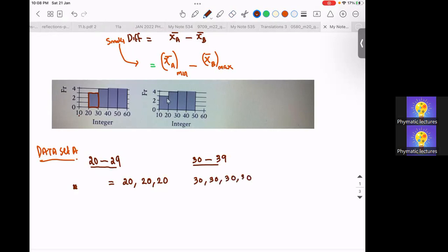And one more 30. Why am I taking 4 values here and 3 values there? Because for 20 to 30, this is 3, but for 30 to 40, this is 4. So that is the reason. Then what about 40 to 49?